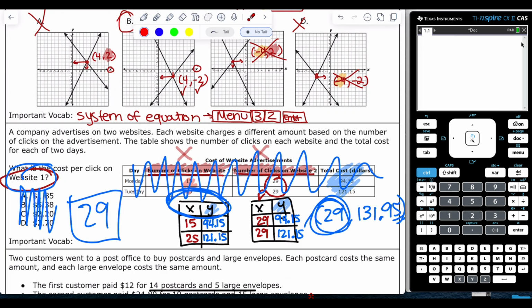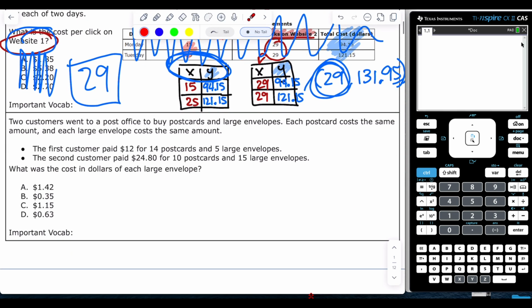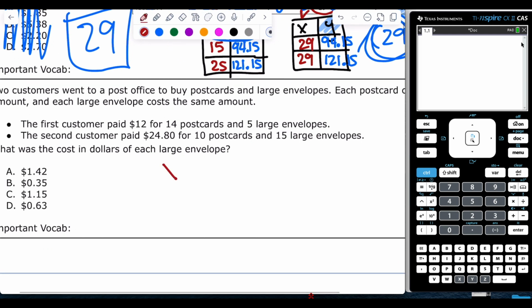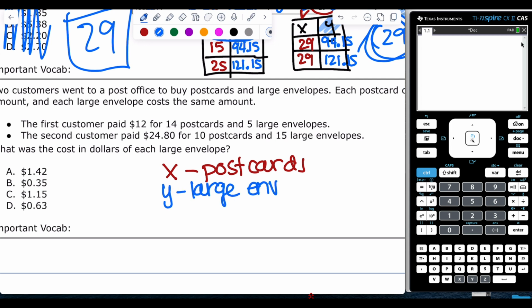So, when we do the next one, we have two customers went to a post office to buy postcards and large envelopes. Each postcard cost the same amount, and each large envelope cost the same amount. The first customer paid $12 for 14 postcards and 15 large envelopes. So what I need to do is I need to make my x and my y. I'm going to say x is postcards. It does not matter as long as you remember which is which. So x is postcards, y is large envelopes.